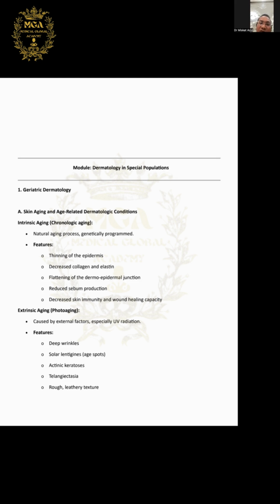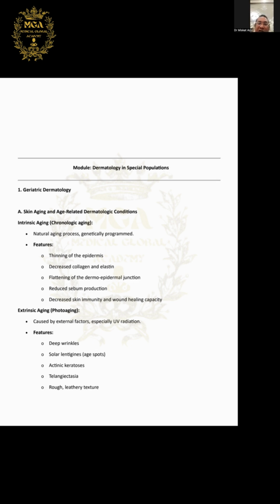So skin-related causes are divided into two categories: intrinsic aging, that is chronologic aging, which is the natural aging process and generally programmed. As per age, the normal changes appear on your faces. Features comprise thinning of the epidermis, decrease of the collagen and elastin in the tissue, flattening of the dermo-epidermal junction, and reduced sebum production. So in the geriatric population, you will very rarely encounter acne because there is very low sebum production and decrease in the skin cell natural immunity and wound healing capacity.